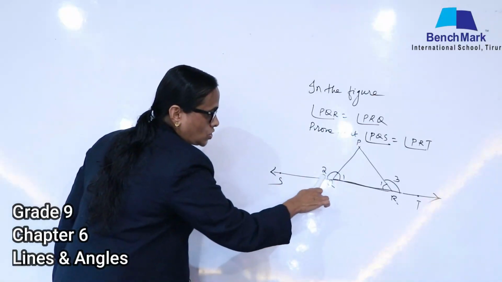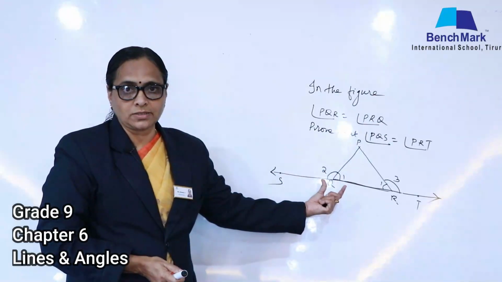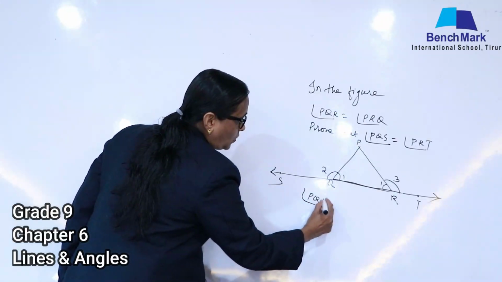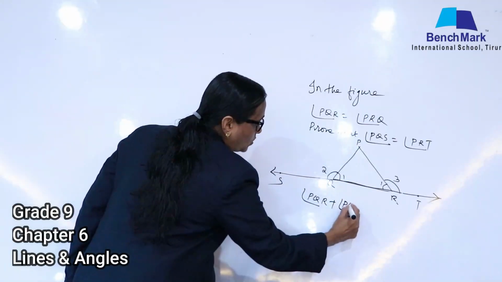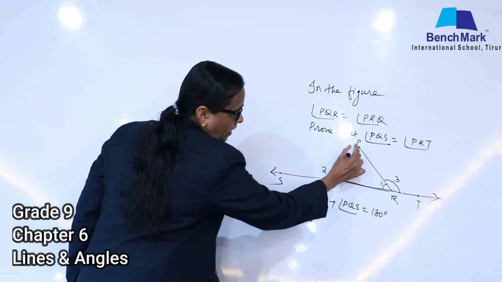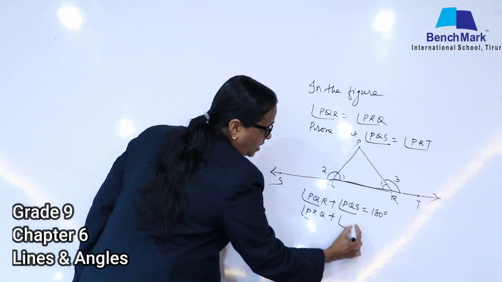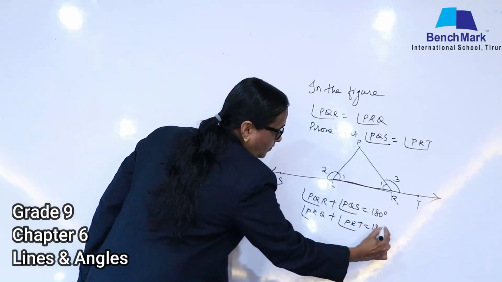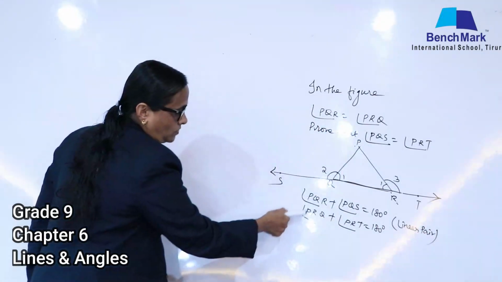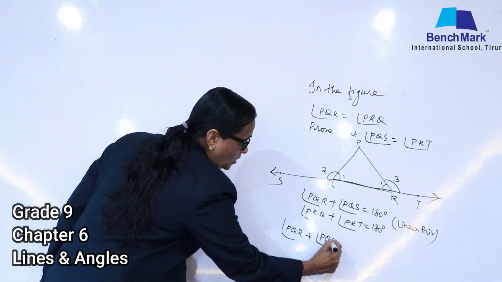So you know that these 2 angles are in a straight line. So when I add these 2 angles, what will I get? Yeah, I'll get 180 degree. So I can write angle PQR plus PQS is equal to 180 degree. Similarly, angle PRQ plus angle PRT is also 180 degree. Reason is linear pair.